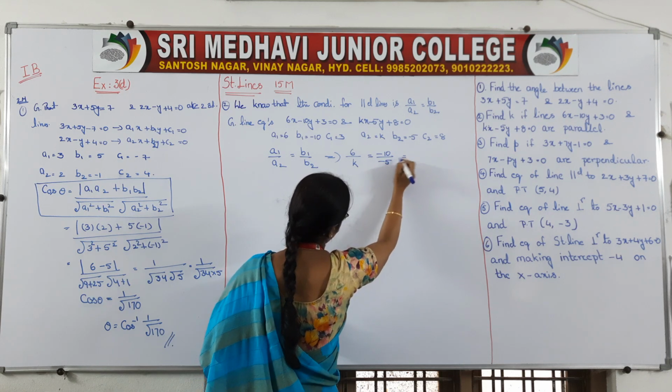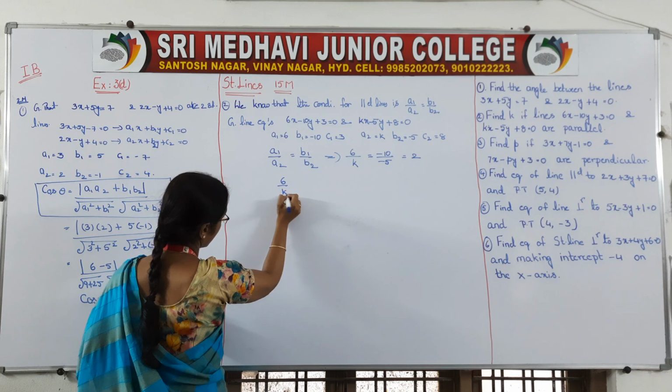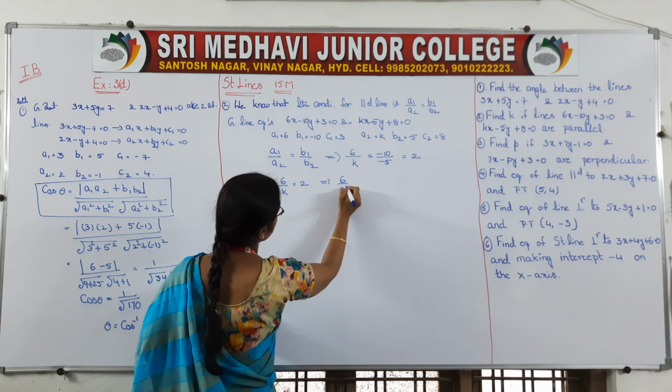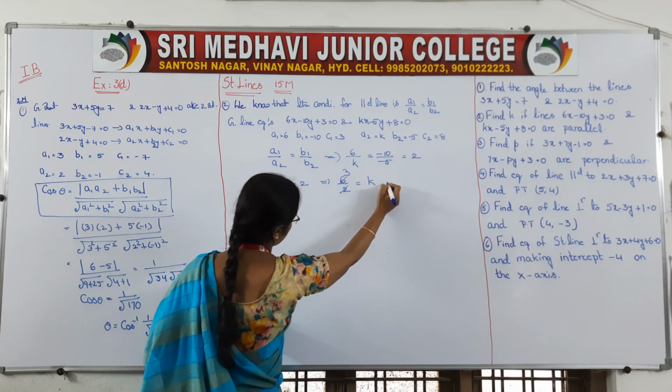So the minus signs cancel, and 5 twos are 10. So you get 6 by k is equal to 2, which implies 6 by 2 is equal to k. So 2 threes are 6, k is equal to 3.